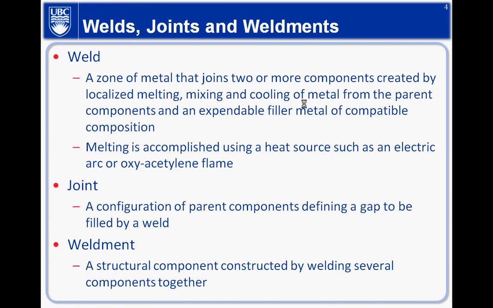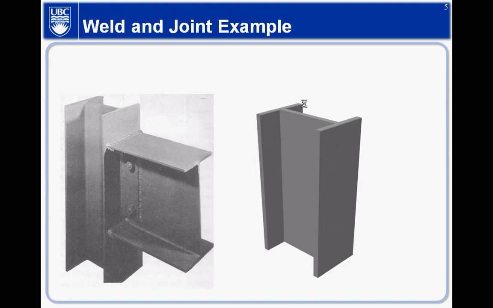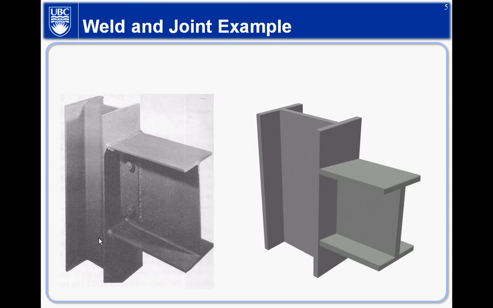The joints, we'll look at different kinds of joint types. It's basically a configuration for parent components defining a gap to be filled by a weld. And weldment is a concept referring to the structure of components constructed by welding several components together. And here's an example of a weld in the joints. This is basically a weld here, and the joint here is called a T-joint because it looks like a T, right? And what you do is you fillet weld here, and fillet weld at the bottom there.